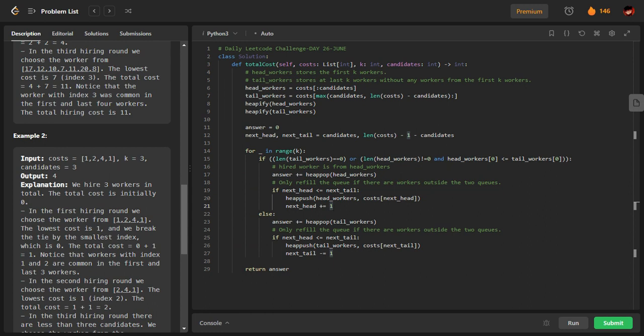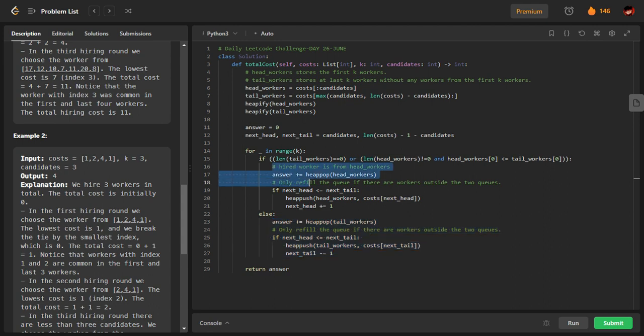First we are checking if the length of tail workers is equal to zero. That means there is no element left in the tail workers, so the hire definitely has to happen from the head workers only. That is the basic idea. If this condition is true, go and execute this part of the code. Otherwise, execute this part of the code.